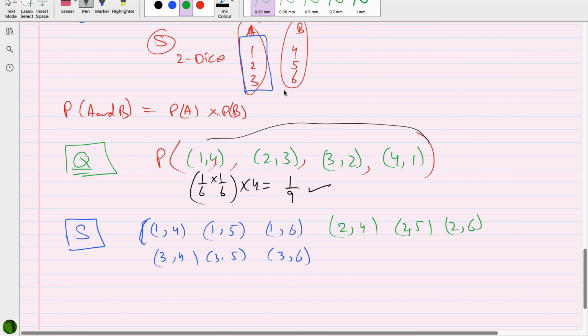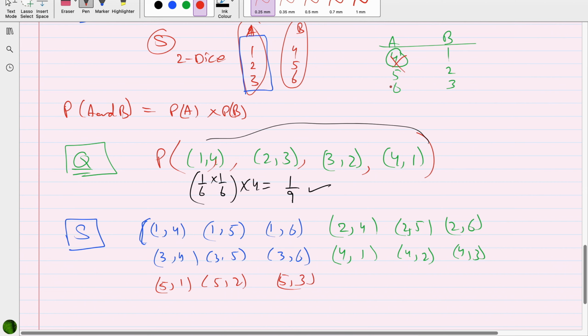But the question says low on first and high on second, or high on first and low on second. So the other condition would be that if on A we have 4 5 6, on B we will have 1 2 3. So we are writing this again for 4 now. So 4 on first, 1 on second, 4 on first, 2 on second, 4 on first, 3 on second. Done with 4. For 5, 5 1, 5 2, 5 3. Done. For 6, 6 1, 6 2, 6 3.